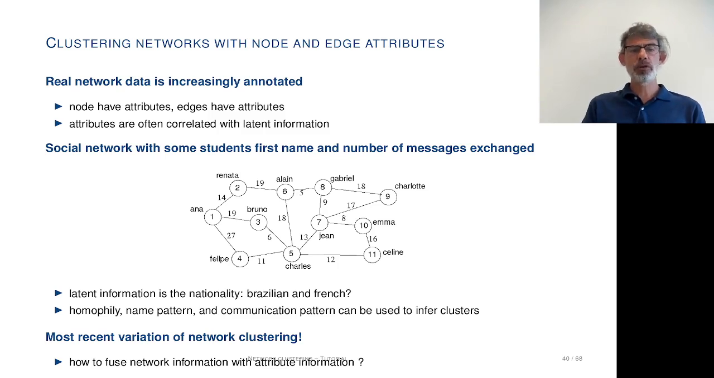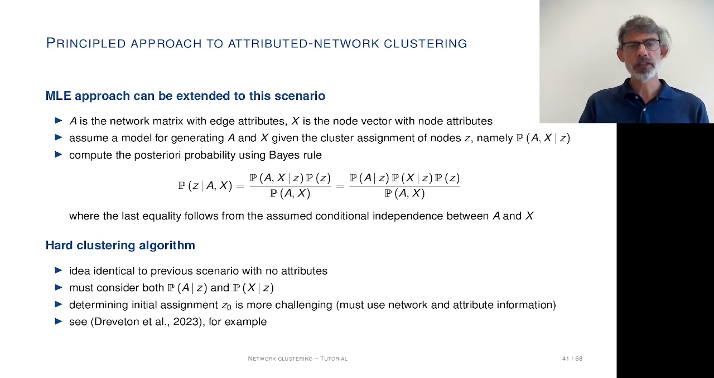And actually, this is the most recent variation of network clustering, to cluster networks where you have attributes both on the edges and on the nodes. And the tough question here is how to fuse these 2 sources of information. You have structural information coming from the network, and you also have attribute information coming from the nodes, and we would like to put these 2 things together into a cohesive network clustering algorithm. So one way to do that is to extend our principled approach using the likelihood function to this scenario.